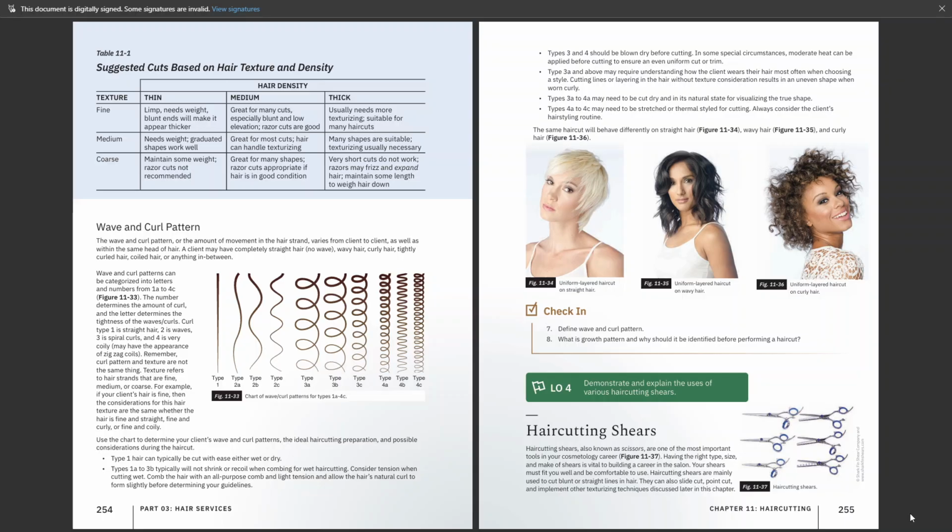And coarse hair texture with thick density. Very short cuts do not work. Razors may frizz and expand hair. Maintain some length to weigh hair down.